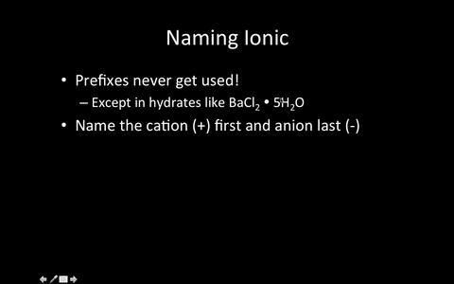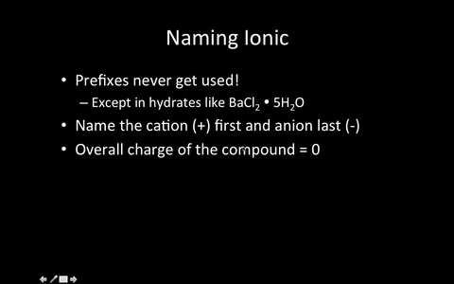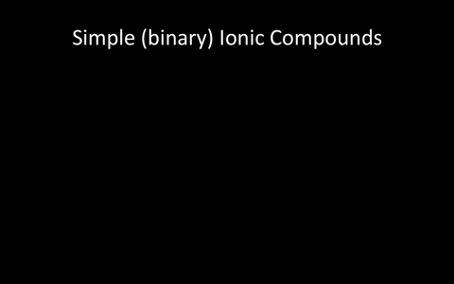Name the cation first and the anion last. So it's just how it's written. The cation will be listed first, the anion is listed last. That's also how you need to write the chemical formulas. The cation gets listed first, which is the positive, the anion last. The overall charge of the chemical compound must be 0. That'll be more important when we write out the actual formulas for the ionic compounds.